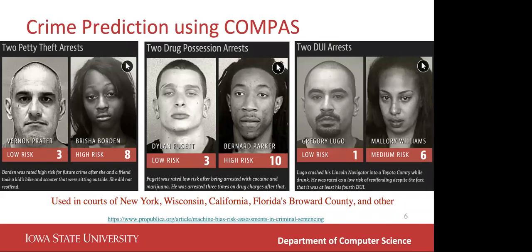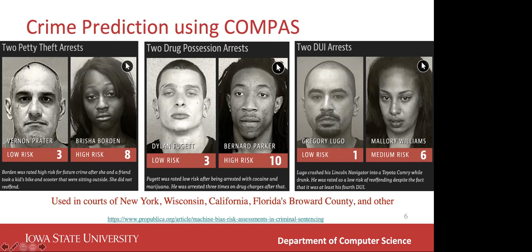So this software has been discussed a lot in the recent past. Compass is a software developed by Northpointe, which predicts the criminal activity of people based on policing data. This software has been used in at least 12 states in the United States, like New York, Wisconsin, California. Based on their previous criminal activities, it predicts a risk score of how likely a person is to commit another crime.